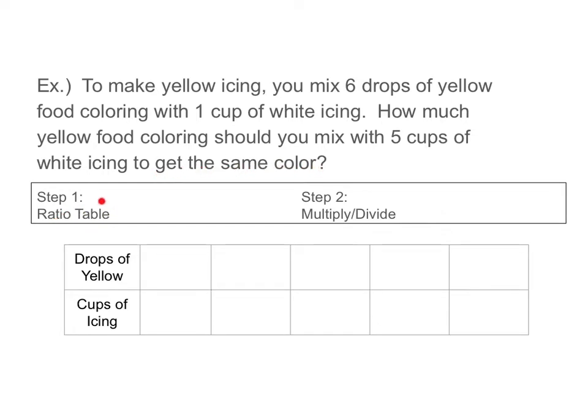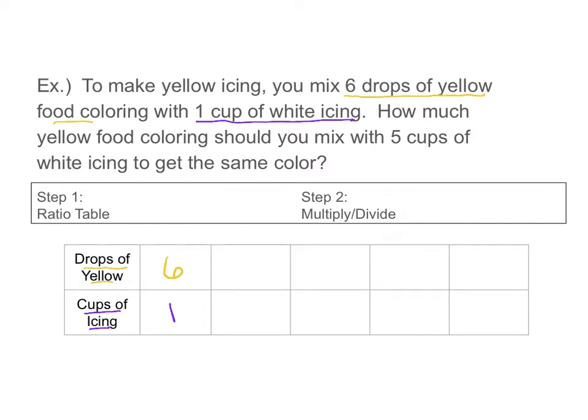So for step 1, we need to fill out the ratio table. The second step would be to multiply or divide depending on where we need to get to. So the first thing, let's go ahead and set up our ratio table. We have 6 drops of yellow food coloring, so I'm going to underline that. Drops of yellow would be 6. And then I have 1 cup of white icing. Here's your cups of icing, and I have 1 cup.